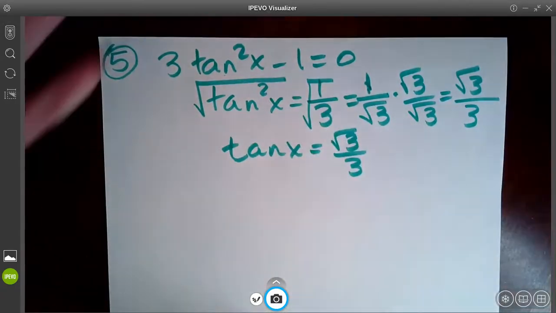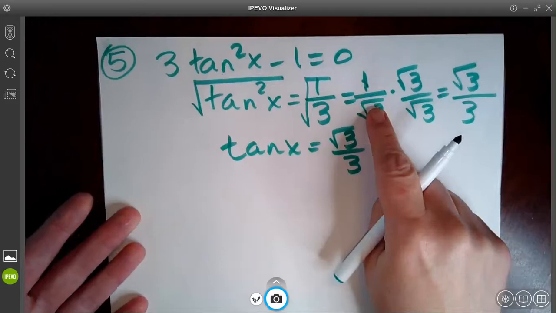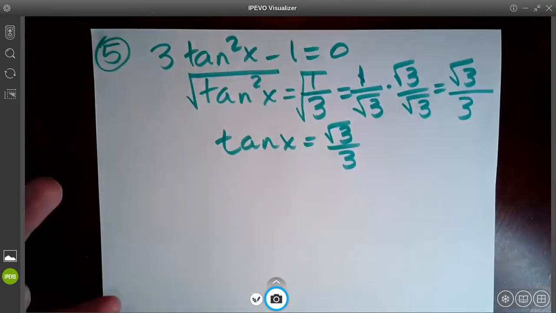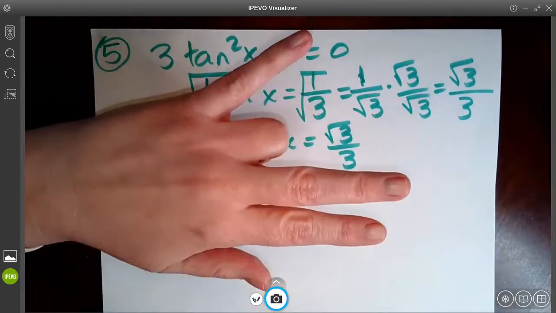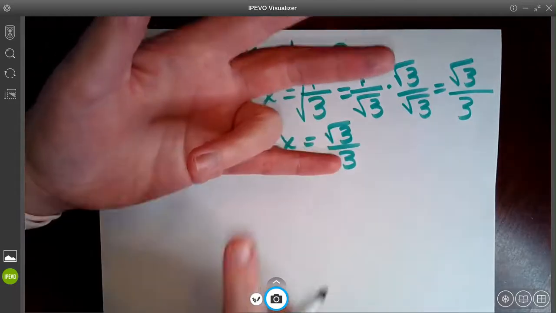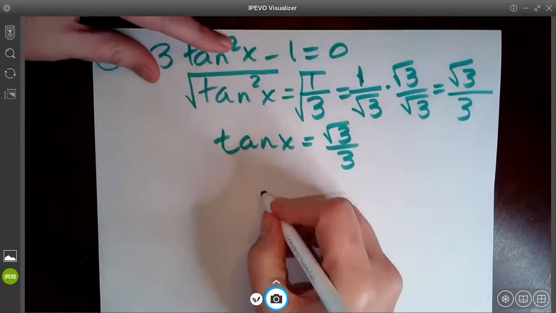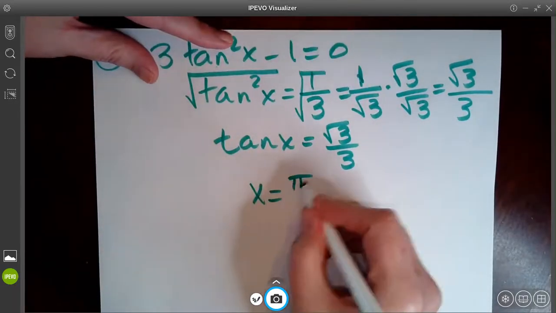So if we think about tan, and it might be easy if you're using the hand trick to think about tan, that's when we flip our hand over, right? So I need 1 over the square root of 3. So that is at pi over 6. So x equals pi over 6.